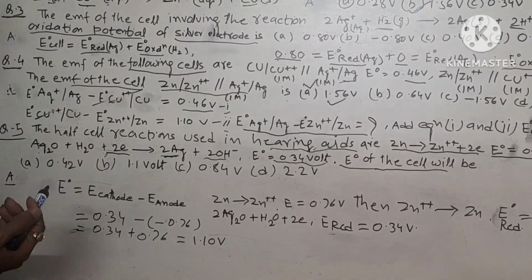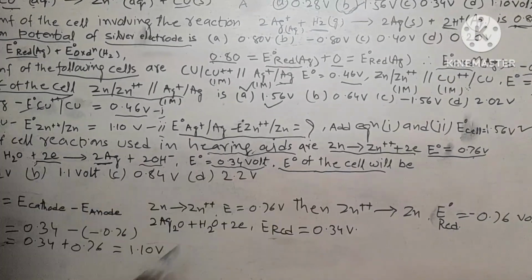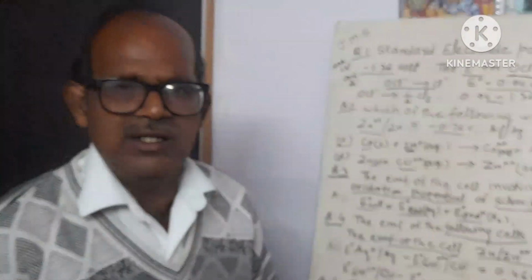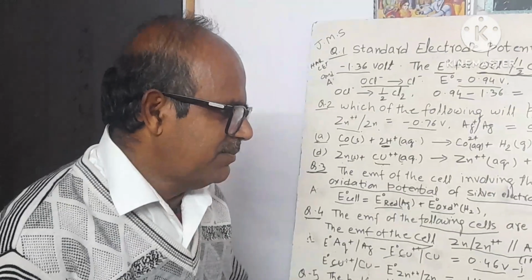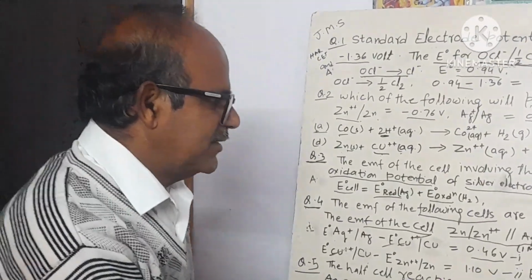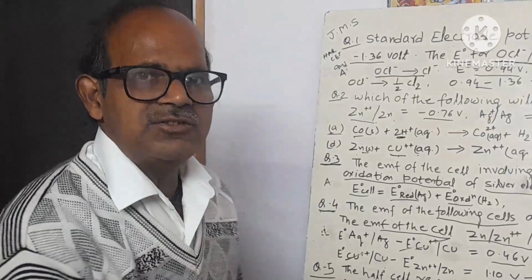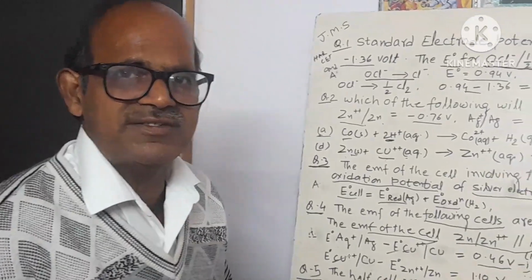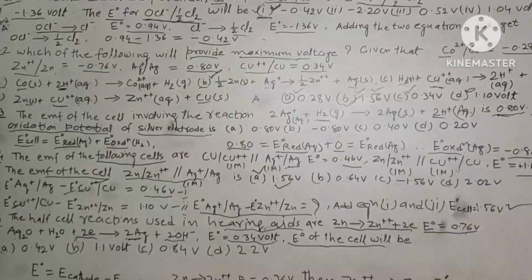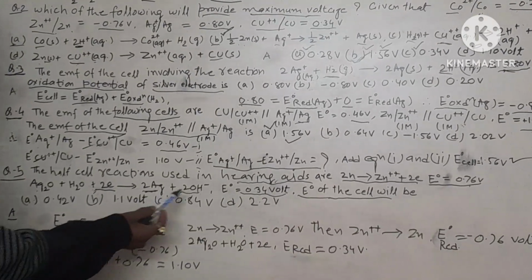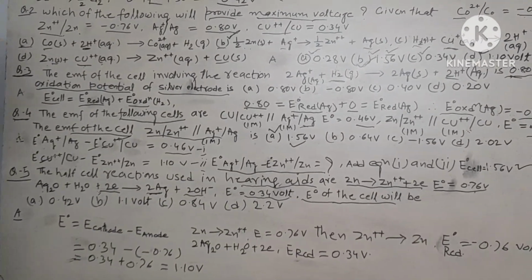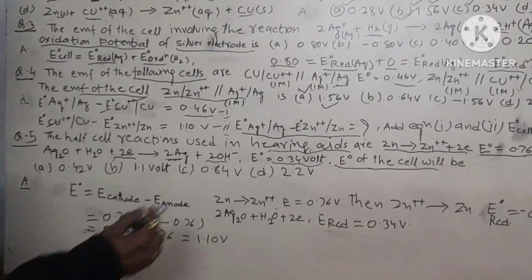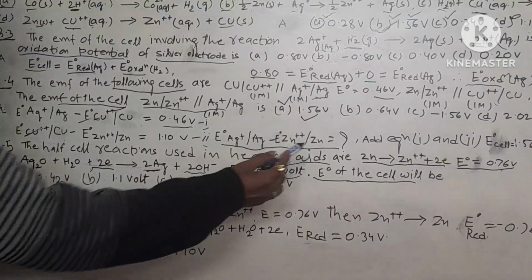Then you have to tell the standard E of the cell, because two electrodes are there. If you join them, they will form a cell. Then simply calculate the E cell made from these two electrodes. In the same way, E cathode minus E anode is equal to E cell. Which one is cathode and which one is anode? Now it is very clear that silver oxide is the cathode. Correct? Its value is 0.34 and zinc is the anode.